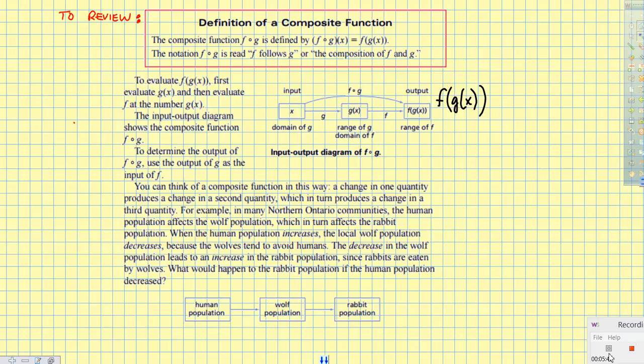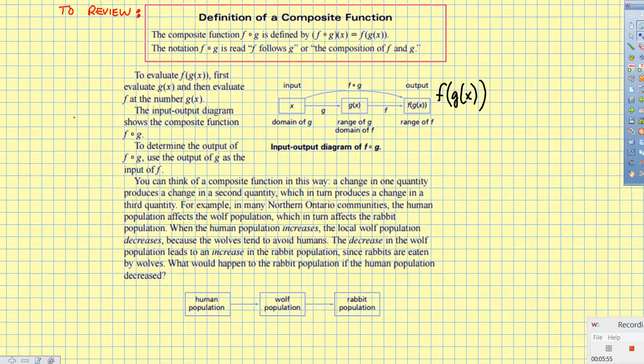what I'd like to do is just again go over the concept of the definition of a composite function. So the composite function of f of g is written as f of g of x, or f of g of x with parentheses. And the notation could be f follows g, or the composition of f and g. It doesn't matter, but f of g of x means that f follows g, etc.